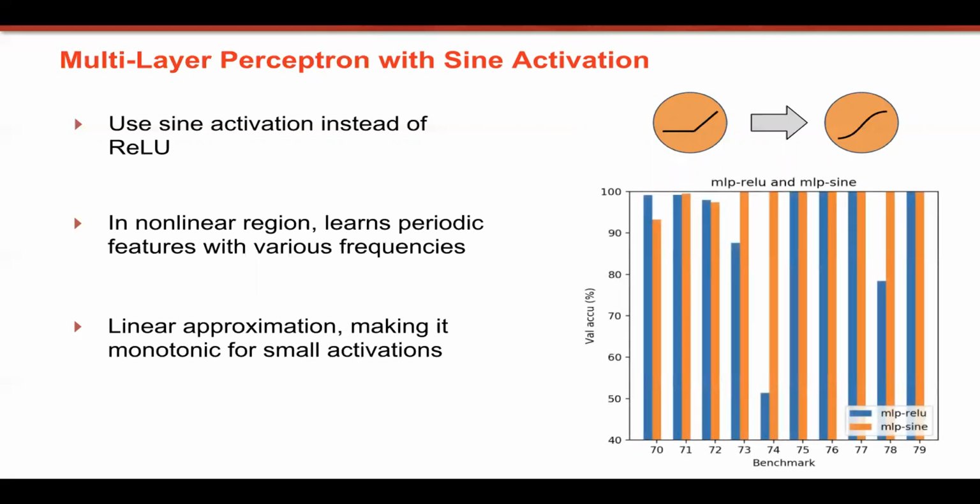Here are the results of the multi-layer perceptron with ReLU and sine activation. The y-axis is validation accuracy and the x-axis is the benchmark ID. You could see on benchmarks 74 and 78, the sine activation performs much better than ReLU. And on the other benchmarks, they perform fairly the same. Now I'll pass it over to Yuan for further results.